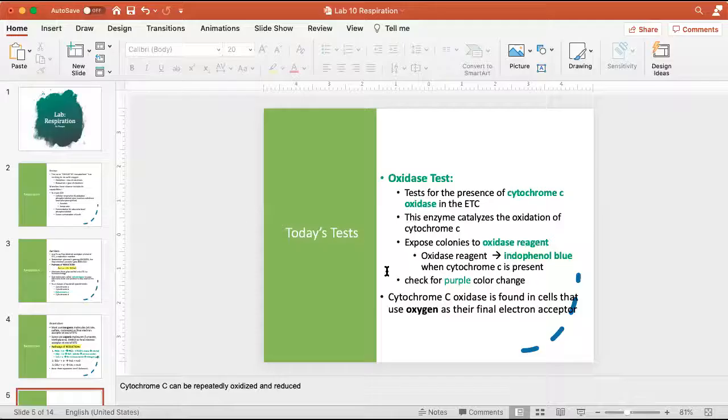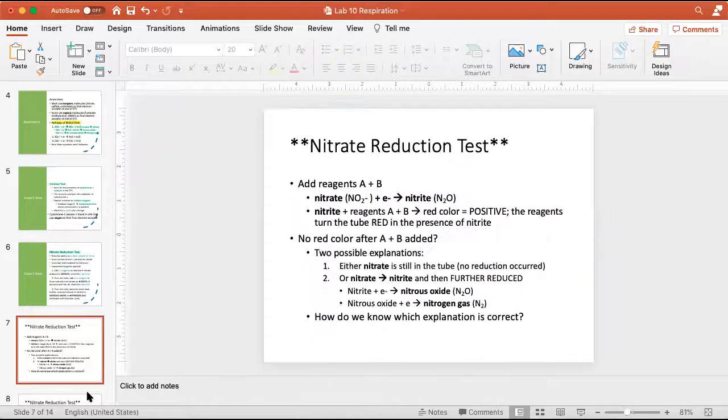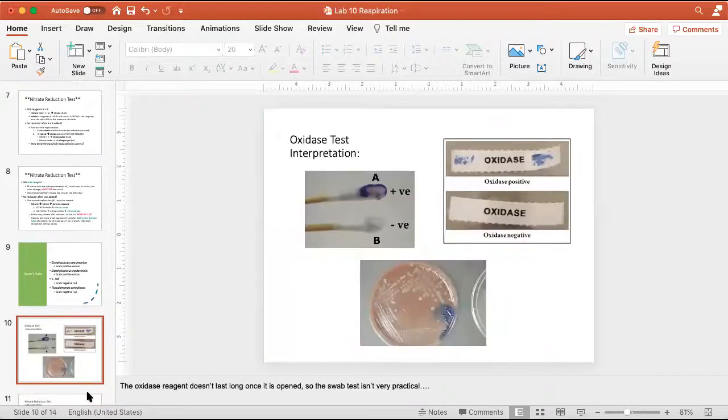All right. So this oxidase test is actually really straightforward, as I said a minute ago. Here, I'm just skipping forward a little bit.